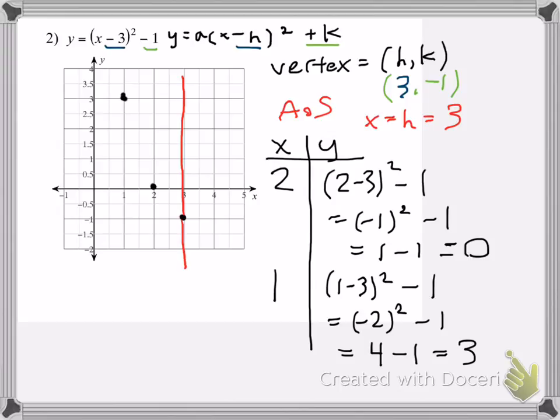Now I'm almost done, because I know this is symmetrical, right? So the points on the left of the axis of symmetry should match up with the points on the right. So if I go 1 to the right, and now I'm at 4, it's just going to be on that same y coordinate there, y is 0. If I go 2 to the right, when x is 5, I'm going to have that same y coordinate, y equals 3, and now I sketch in the rest of my parabola.